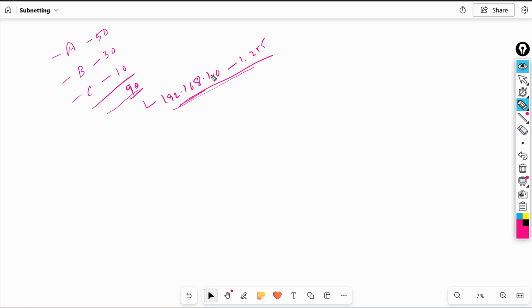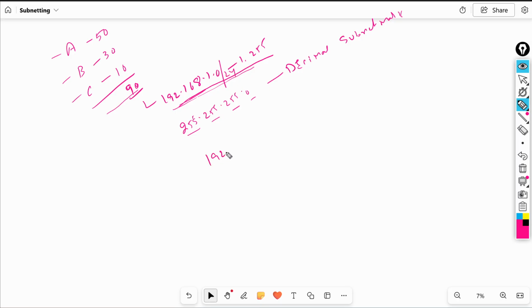Now, before that, I will give one more thing. What is the default mask of this network? The default mask is 255.255.255.0. This is the decimal subnet mask. 255.255.255.0 is a decimal subnet mask. This mask can be written as /24 like this.